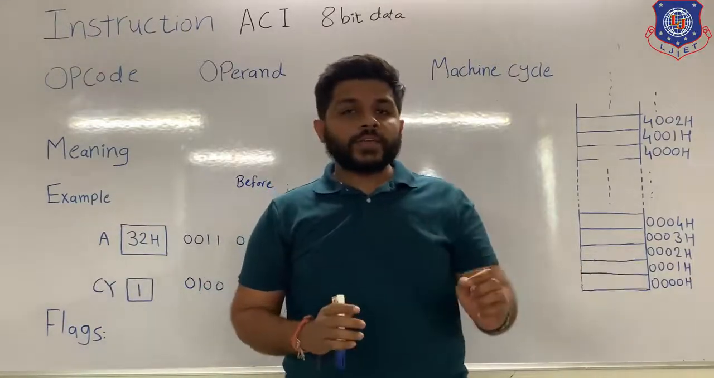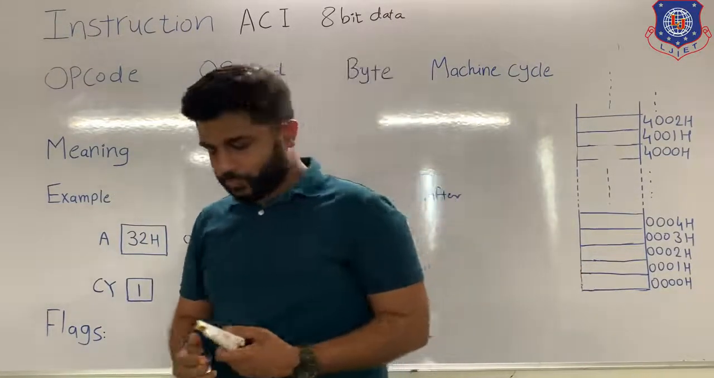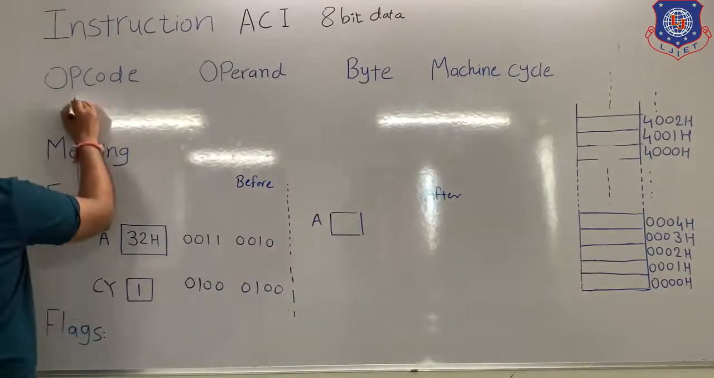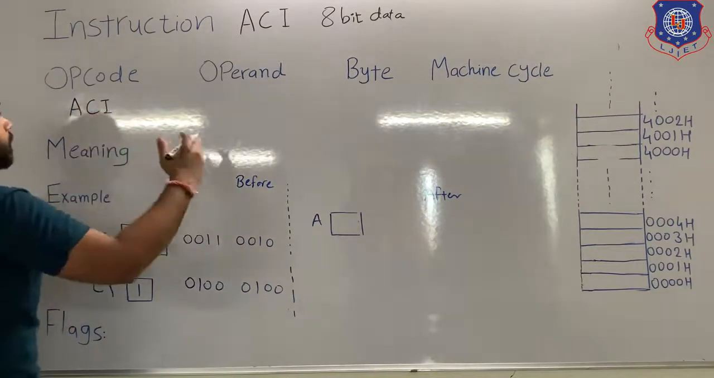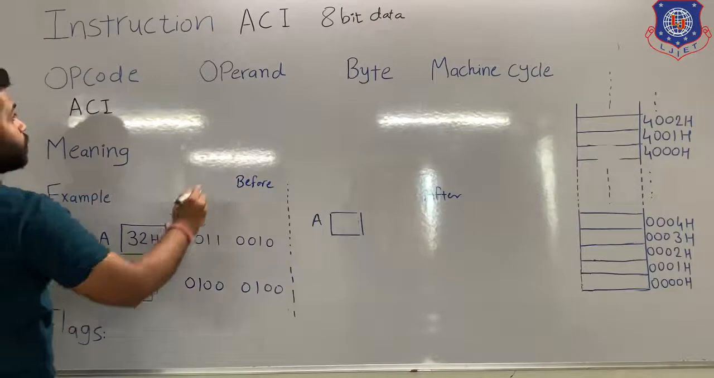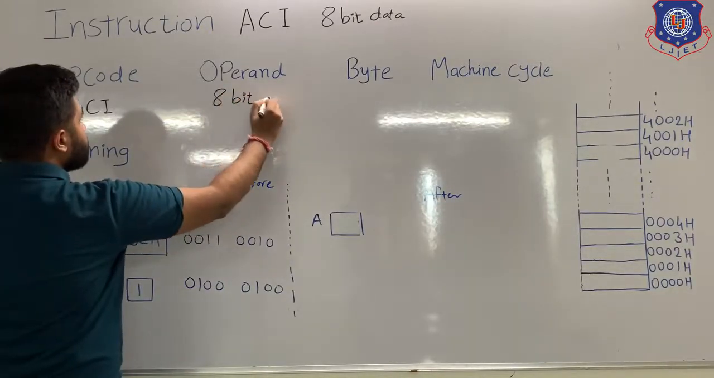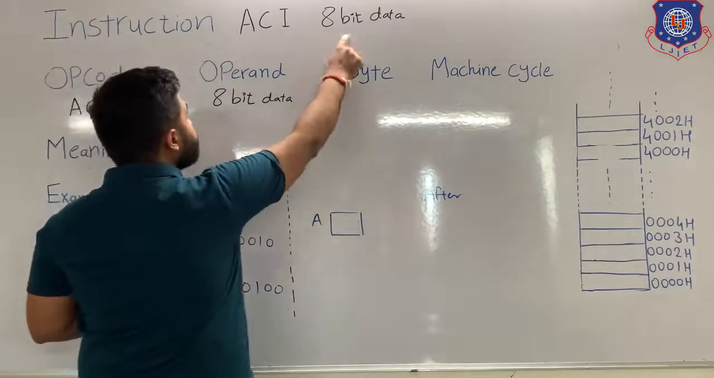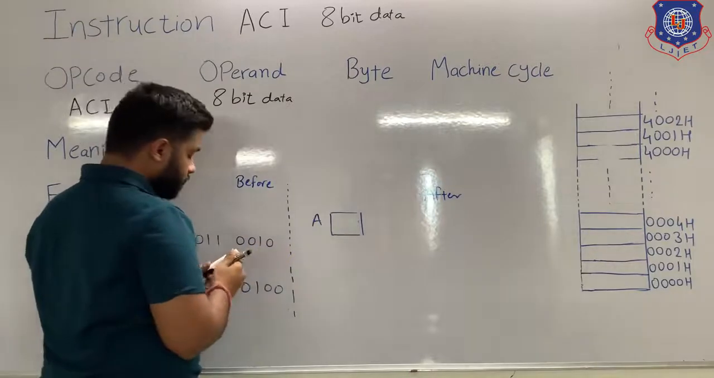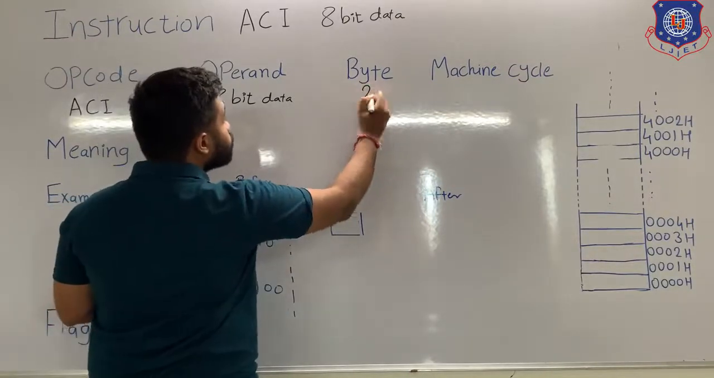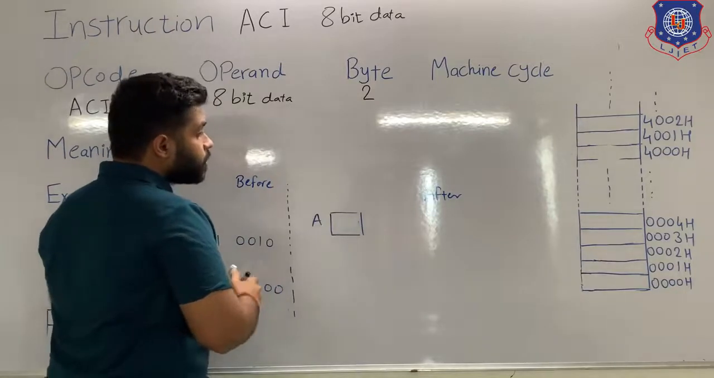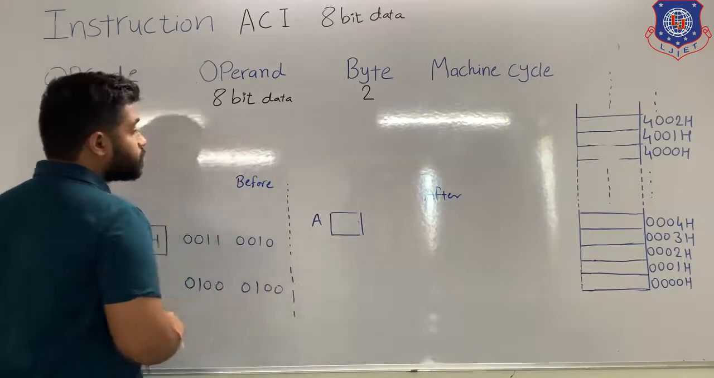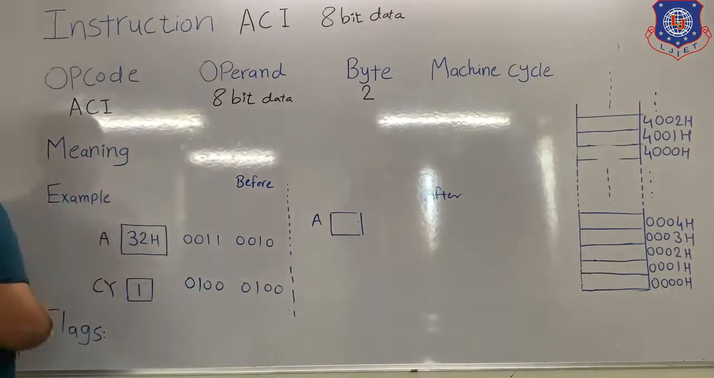Now we are going to see the instruction ACI 8-bit data. For this instruction, the first part is opcode, that is ACI. The remaining part is known as operand, which is 8-bit data. In this instruction, you can see that an 8-bit value is present. So whenever an 8-bit value is present, the instruction is considered a 2-byte instruction. 2-byte instruction means when this instruction is stored in the memory, it will occupy 2 consecutive memory locations.